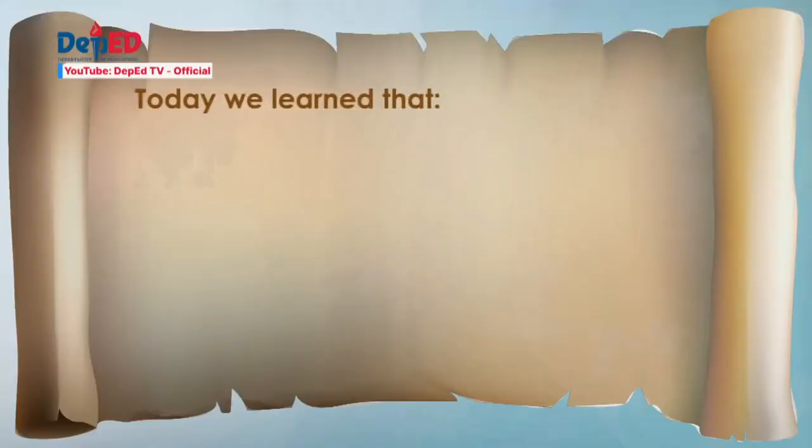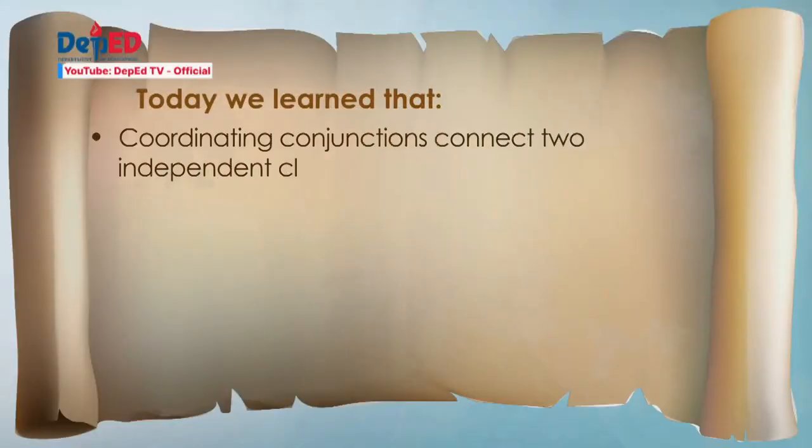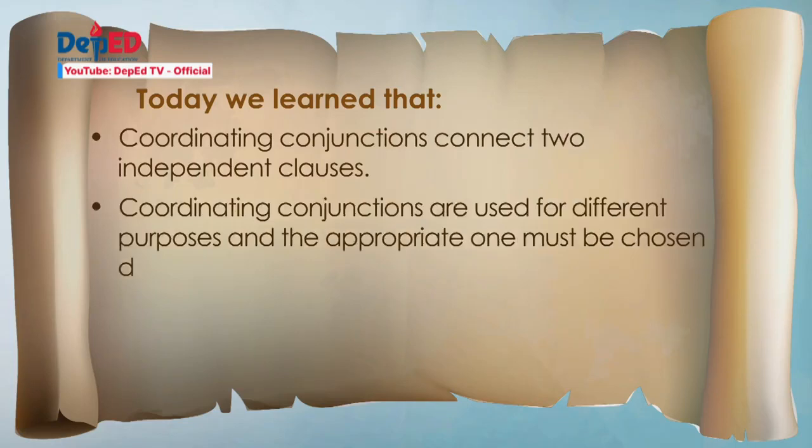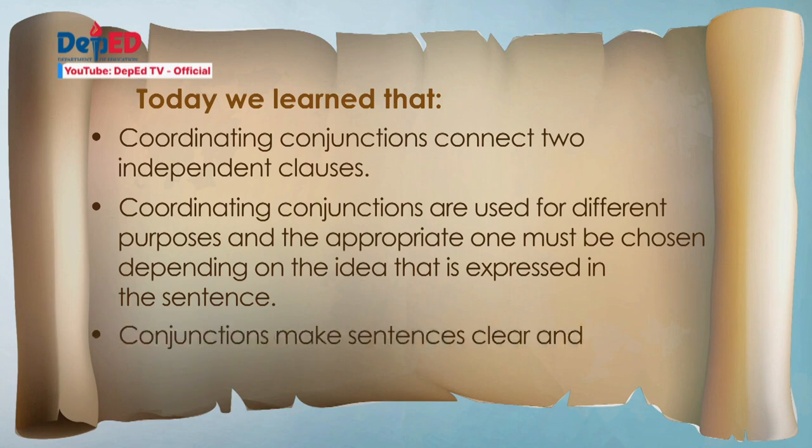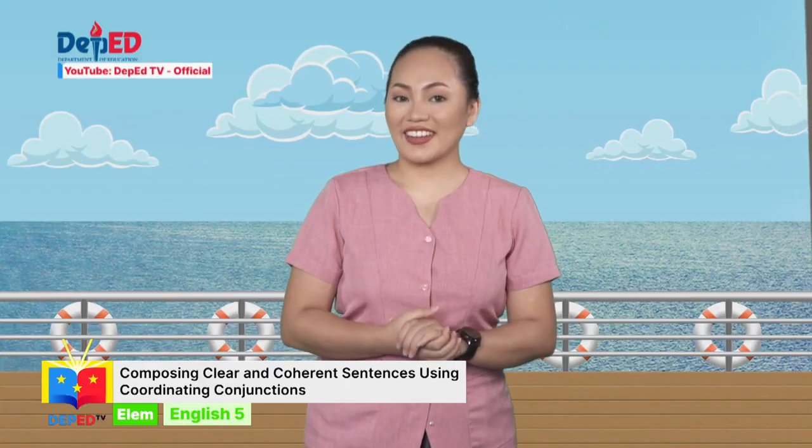Today, we learned that coordinating conjunctions connect two independent clauses. Coordinating conjunctions are used for different purposes, and the appropriate one must be chosen depending on the idea that is expressed in the sentence. Conjunctions make sentences clear and coherent. Oops, we are not done yet.